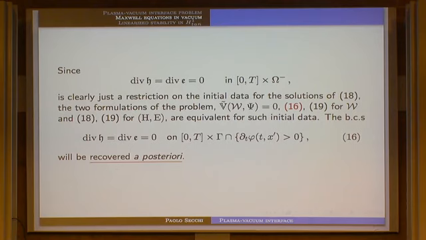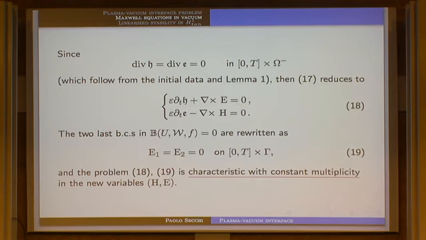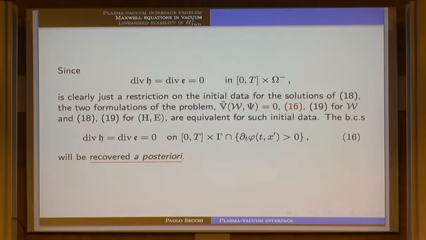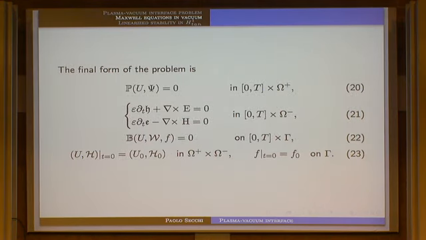And so the system of the transformed Maxwell equations, plus the 2 added boundary conditions on that part, only where the derivative of f is positive, plus the last 2 boundary conditions for E, is a problem equivalent to this one, plus the 2 boundary conditions written here. And now we have the advantage that the new system is characteristic with constant multiplicity. Okay, so this is the final form of the problem with the new variables in the vacuum part.